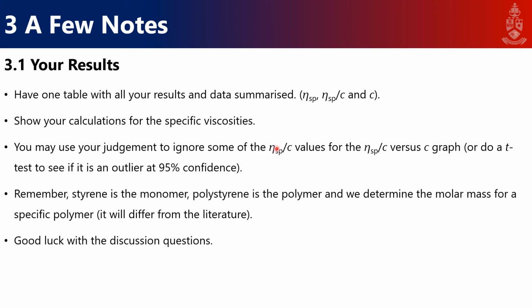You might also want to use your judgment to ignore some of these values, or do some sort of a t-test, some outlier test at a 95% confidence level to see whether or not you can ignore some of these values, because there are some difficulties in this practical regarding viscosity. Viscosity is not the easiest concept.